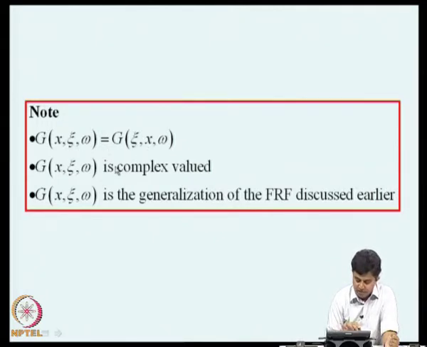It is complex valued, and this is actually the generalization of the frequency response function matrix that we considered for discrete multi-degree freedom systems. We had there an n by n matrix, now it is a function in x and psi. So, the Hij of omega that we used in discrete multi-degree freedom systems, now this role of i and j is played by x and psi here.